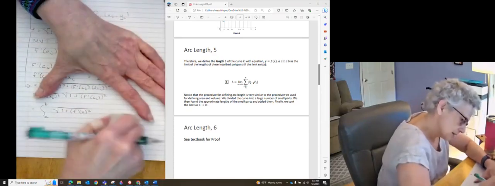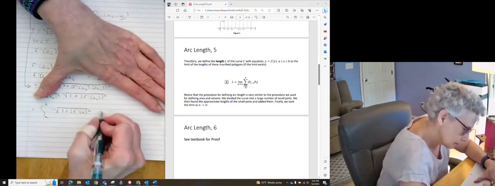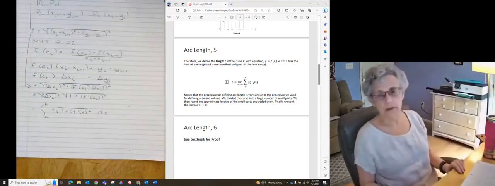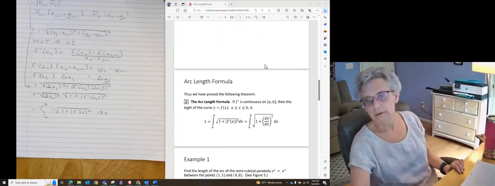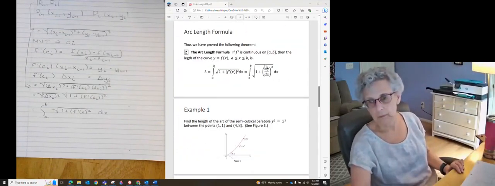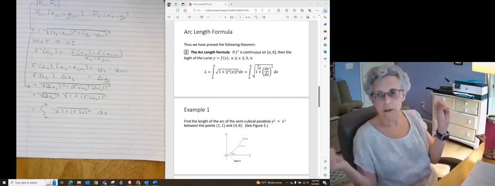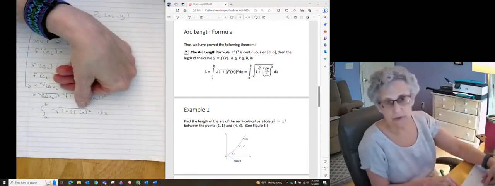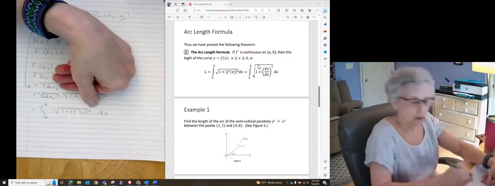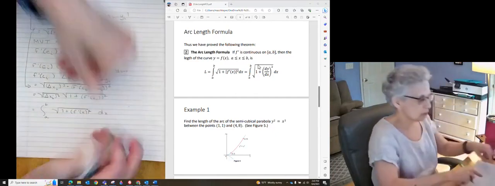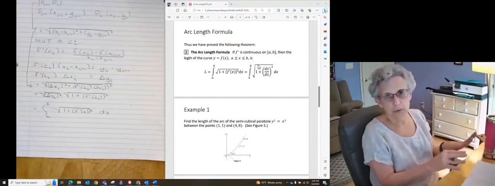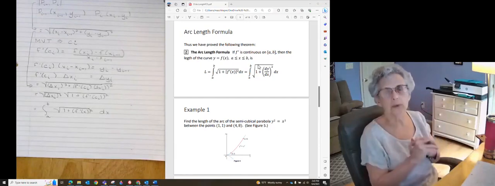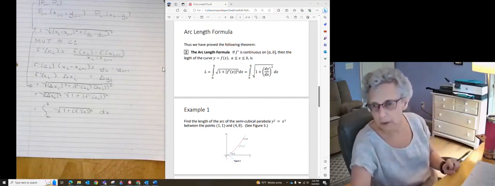And that is our formula for arc length. Integral from one end to the other, square root 1 plus the derivative squared. I won't expect you to replicate this little proof here. It's just to kind of help you remember where it came from.